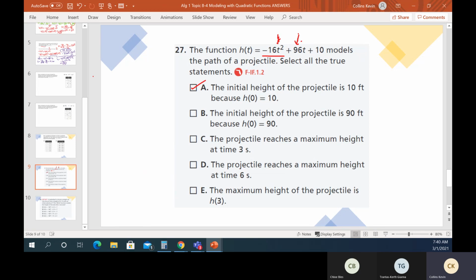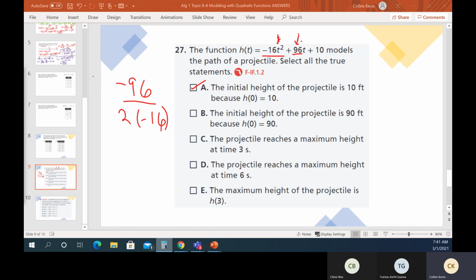So next one says the projectile reaches its maximum height at time equals 3 seconds. Well, we're not really sure, are we? So remember, this is that whole bit minus b over 2a, right? So here is our b value, so minus 96, and then over 2 times negative 16. Okay, so that'll be negative 96 over negative 32.